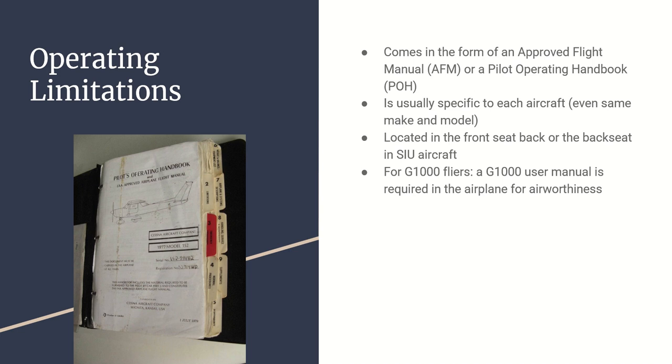Operating limitations comes in the form of either a POH or an AFM, an approved flight manual. And this is usually in a binder that sits either in the back seat or in the pouch behind the pilot or the co-pilot side. And inside of this, you'll find a number of things usually. You can see on the front of this particular POH, the serial number and the tail number for that particular aircraft are written in there. So these are specific to that specific airplane.